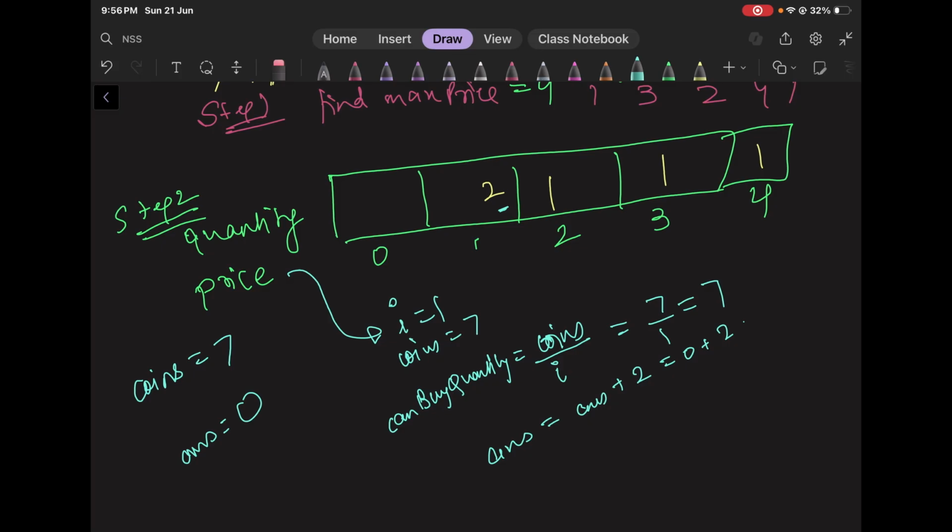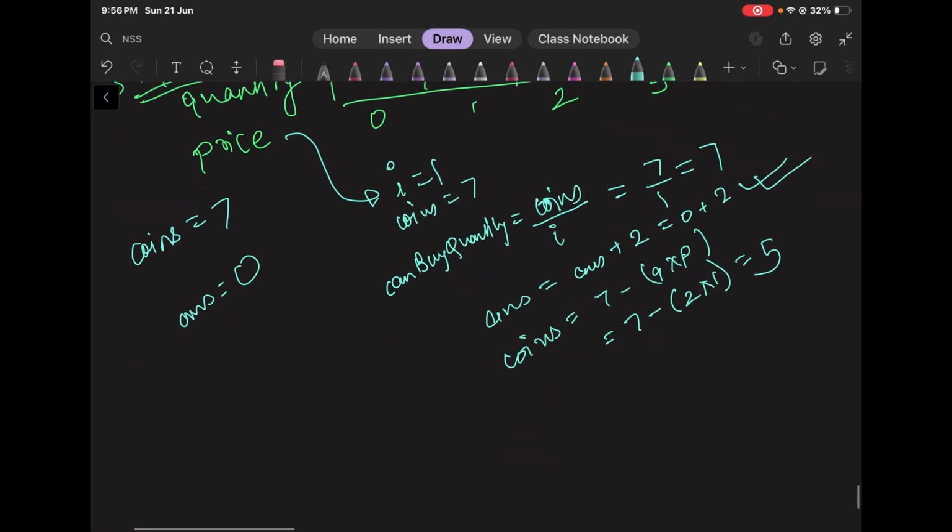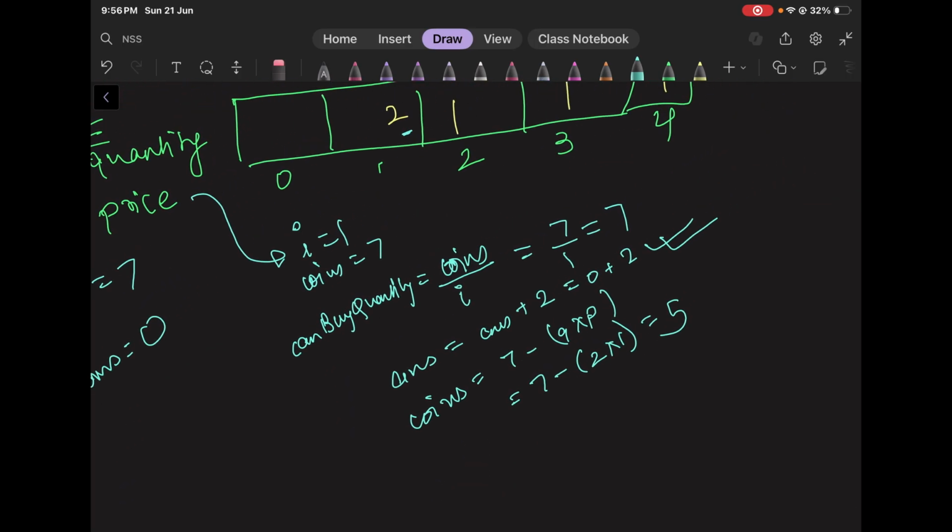This is 0 plus 2. So he buys both the ice creams and his coins will reduce. So this will be 7 minus the quantity into price, where the quantity he bought was 2 and the price was 1. So my coins left are 5. Now I move to I is equal to 2 and can buy quantity is 5 by 2, which is 2. He can buy a maximum of 2 ice creams at 2 rupees, however there is only 1 ice cream. So my answer will be answer plus 1, which is 3.